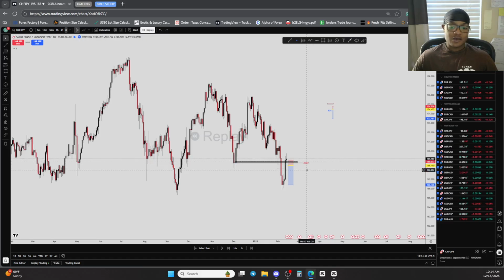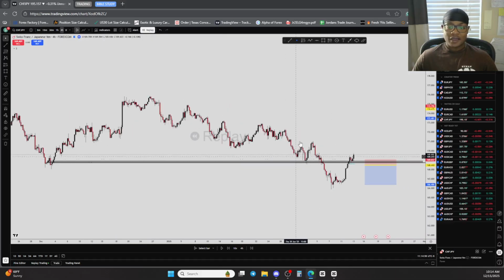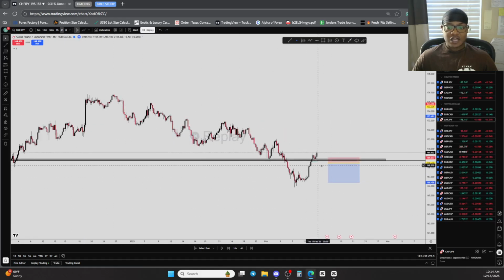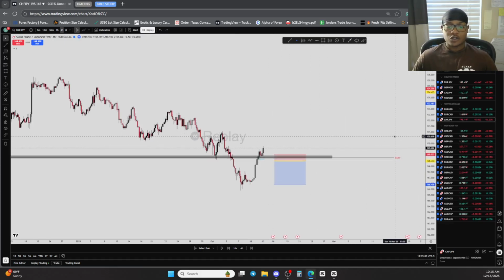I wouldn't sell when price is above this daily zone, because if we go back towards the 4 hour, what happens when price is above this area? We are buying back towards the upside. I don't want to sell above this area of interest because it has a possibility of continuing towards the upside. So what do I want to do? I want to wait for price to get back below this daily structure point, showing me a confirmed sell.